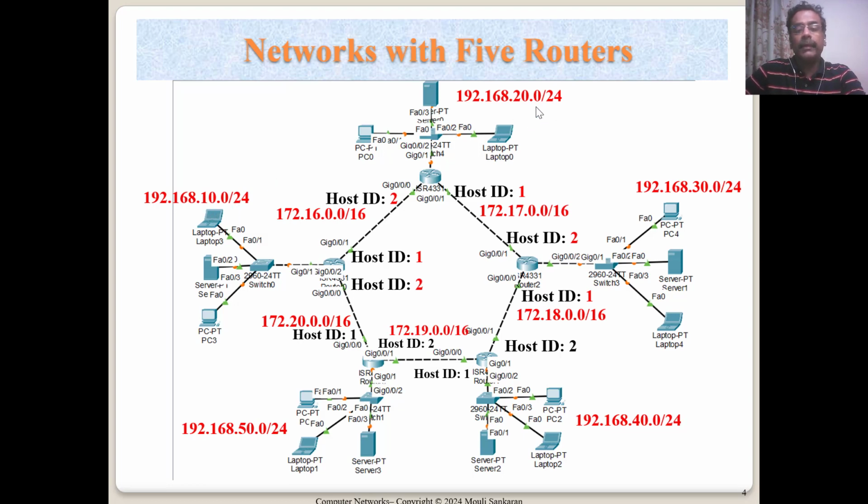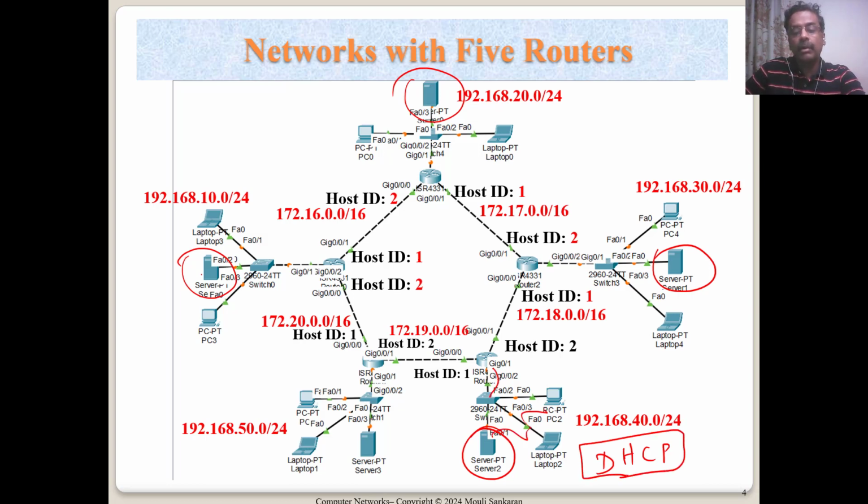Now we have 10, 20, 30, 40 and 50. So there are 5 networks of class C type, and there are different hosts, and there is one server here that I am showing. Each of these networks has a server doing the purpose of DHCP, dynamic host configuration protocol. It allocates IP addresses to all the hosts in the network. As I have given these addresses as 192.168, all of them are class C addresses.